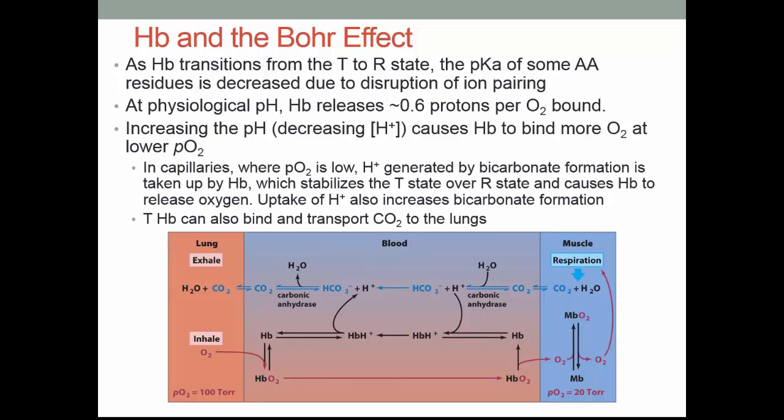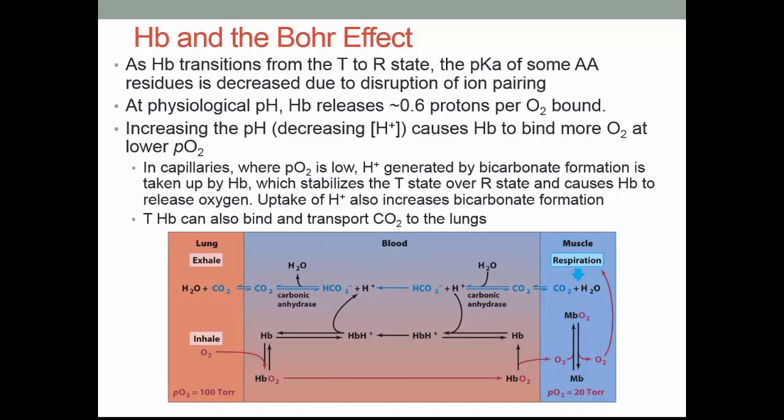As hemoglobin transitions from the T to R state, the pKa of some amino acids are decreased due to disruptions of ionic bonds during the alpha-beta dimerization twist. At physiological pH around 7.3, hemoglobin releases approximately 0.6 hydrogens per oxygen bound, or on average about 2.5 hydrogens released for a fully saturated hemoglobin.